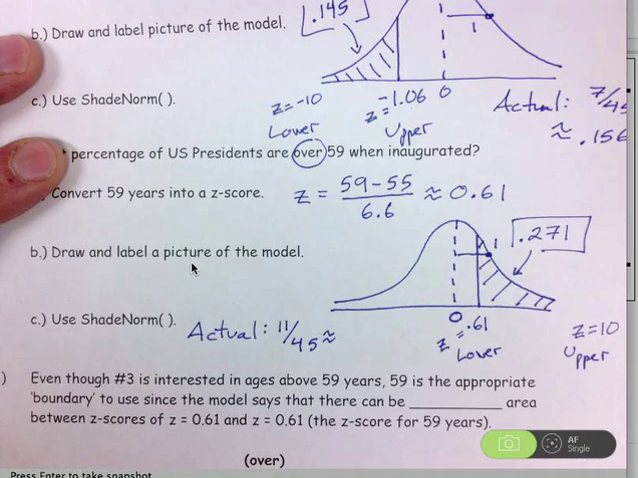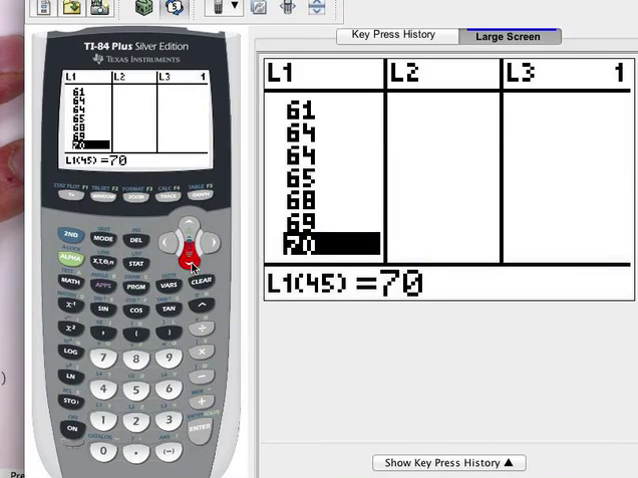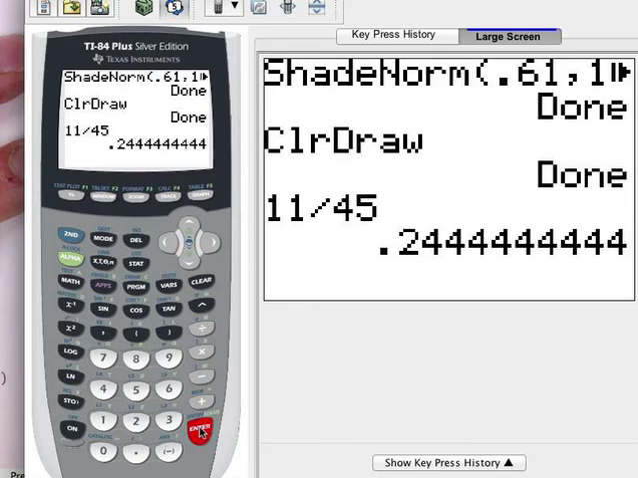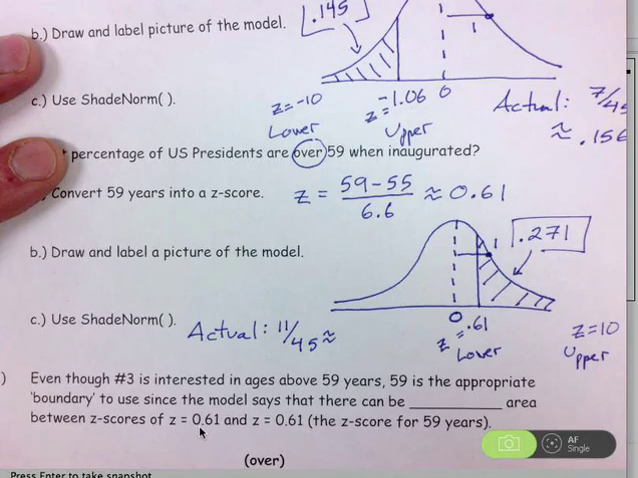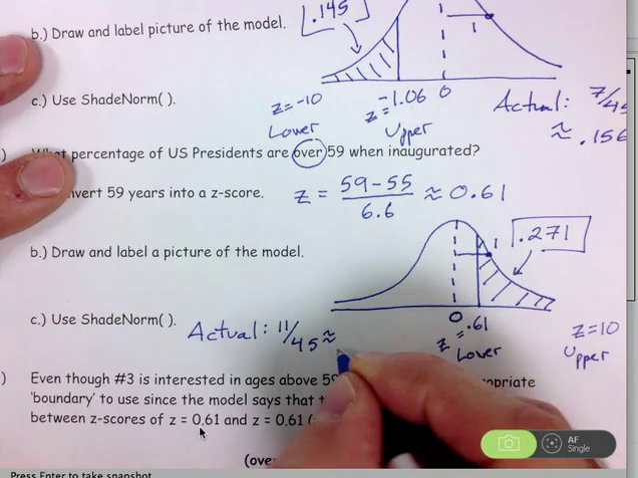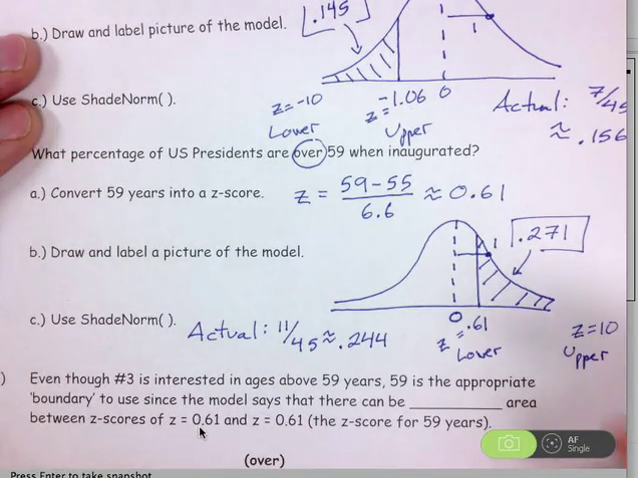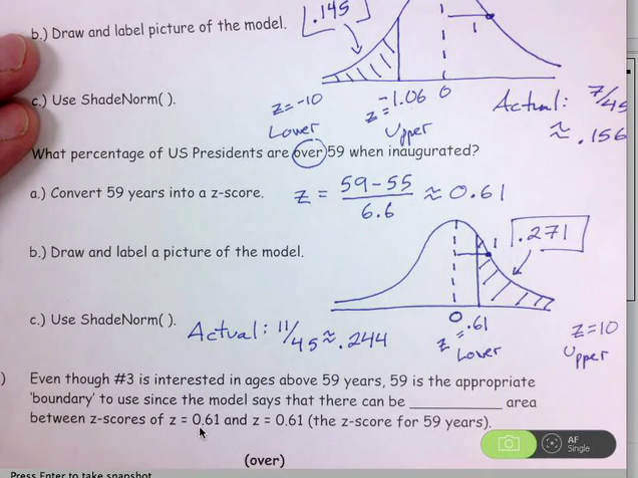So we'll see what that is. I think we're going to be pretty close here. Going back to the home screen so we can do our math, 11 out of 45. That gets us a percentage of about 24%, 0.244. So that's the actual value. And again, the model's pretty close. A mathematical model isn't expected to be a perfect representation of the data. It's a model, it's an approximation for the data, and frankly, this one's pretty good.